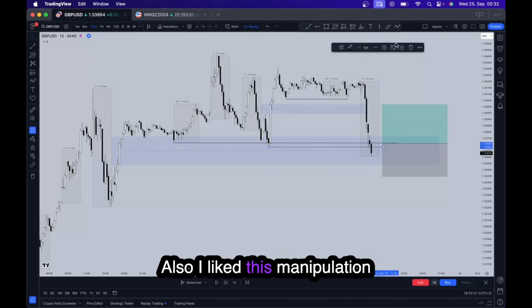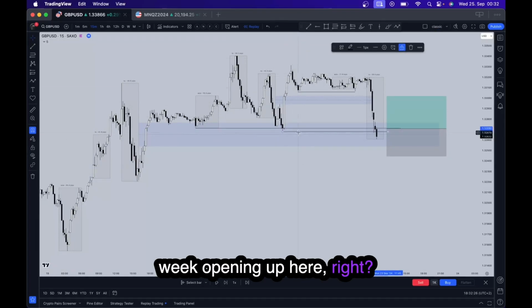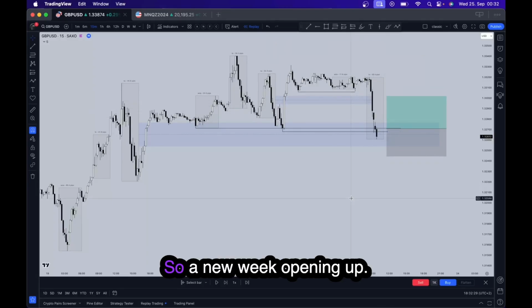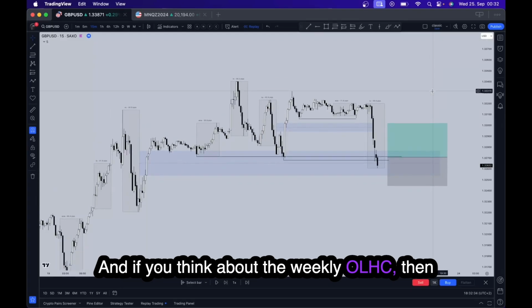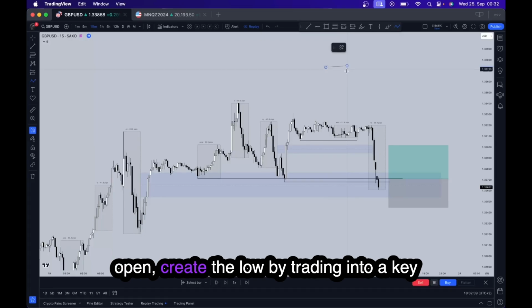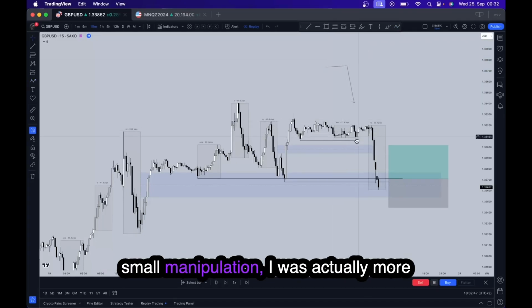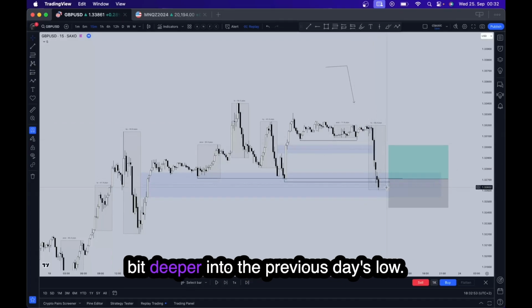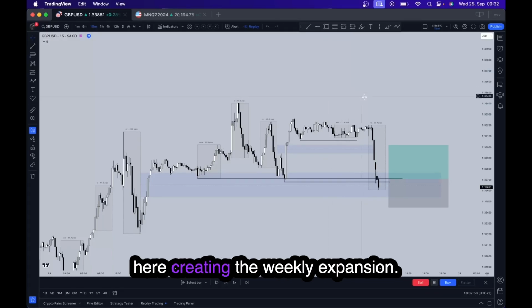Also, I liked this manipulation more than this one. Why? Because we had a new week opening up here, right? This is Friday, then Monday. So a new week opening up, and if you think about the weekly open, low, high, close, then you want to see price to open up the week, create the low by trading into a key level, and then start to expand higher, right? And as this would have been only a small manipulation, I was actually more happy with seeing price manipulating a bit deeper into the previous day's low to then start to expand higher from here, creating the weekly expansion.